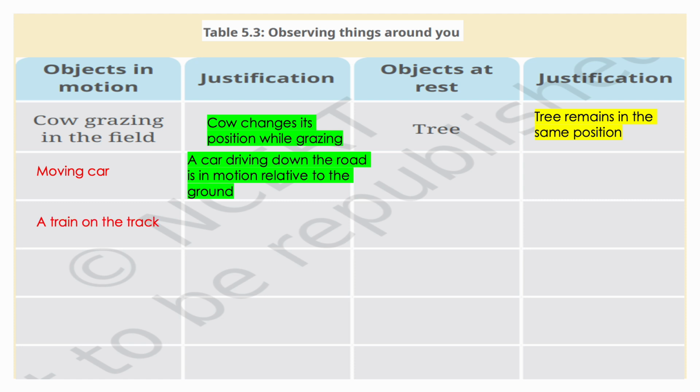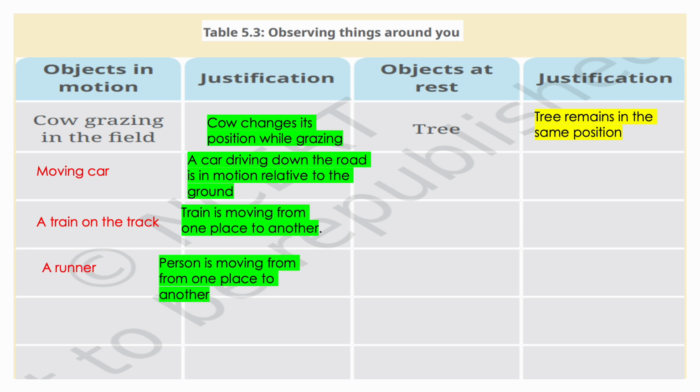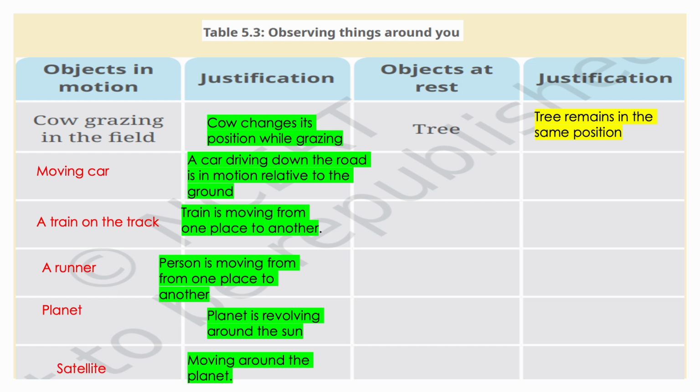Then a train on the track is in motion. The train is moving from one place to another. Then a runner. The person is moving from one place to another. Then a planet. The planet is revolving around the sun. A satellite is moving around the planet. So these objects are in motion. Then we can see objects at rest.